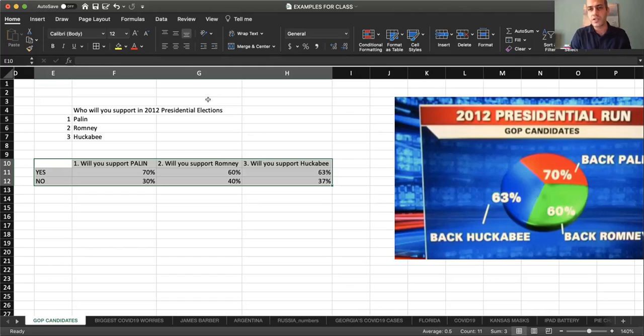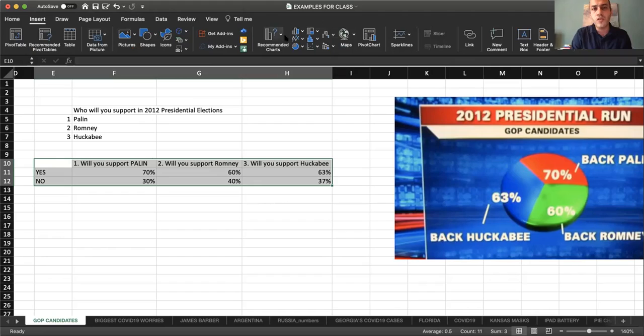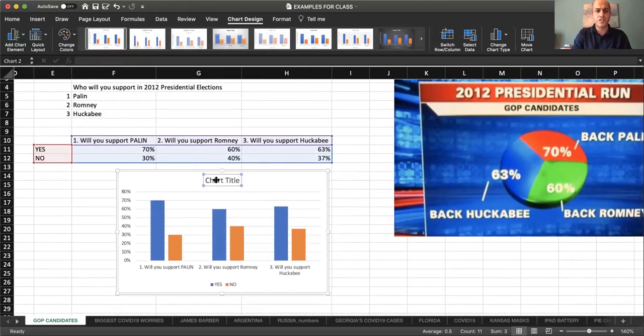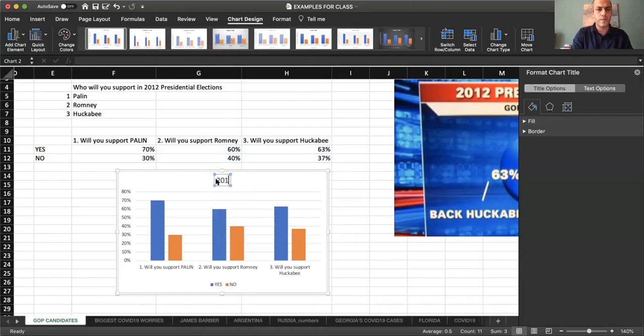So if you want to do a bar chart for this, you can highlight the section that you want to chart. In Excel, you go to Insert, and these are the chart areas. The vertical bar charts that we are doing are called columns in Excel. So you will do a 2-dimensional column, and here you go. You can change the chart's title to 2012 presidential elections. Here we go.